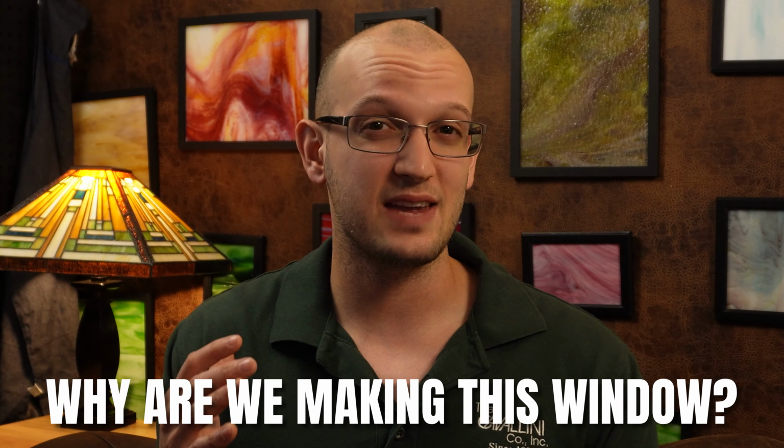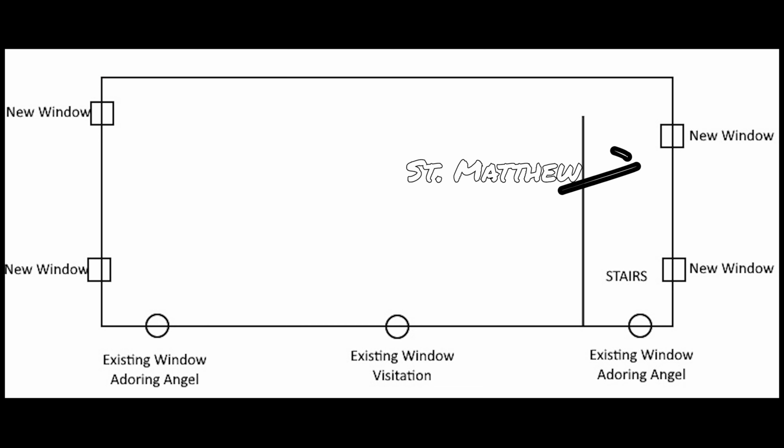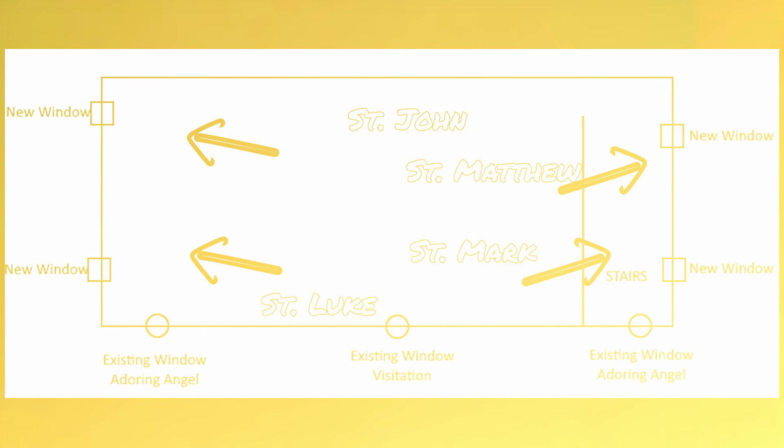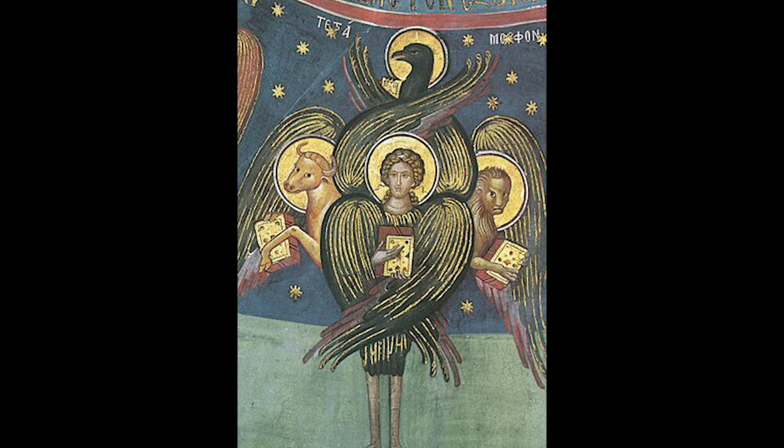So why are we even making this window? Well, because the church's balcony has 4 windows that were basically begging for new stained glass windows. The pastor chose the 4 evangelists and we thought it was a fantastic idea. I think you are going to love the final result. But first, what does a winged man have to do with St.